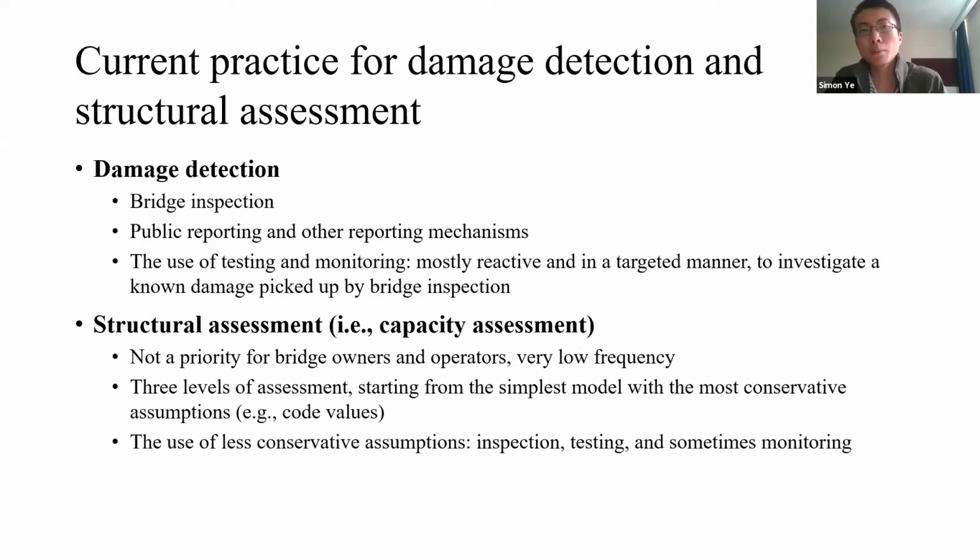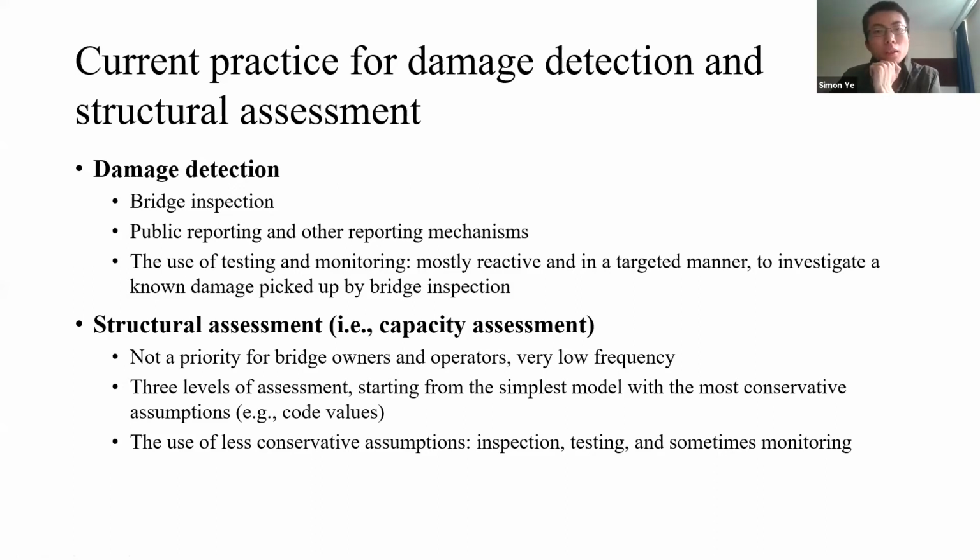So current practice for damage detection and structural assessment. In damage detection, it's predominantly by bridge inspection. There are also some public reporting and other reporting mechanisms. So basically, if you're on the bridge and you notice something is wrong, then there's a way for you to report that problem to the bridge owner. And in terms of using testing and monitoring, they are mostly reactive and in a targeted manner, so to investigate a known damage picked up by bridge inspection rather than detecting any damage in a proactive manner.